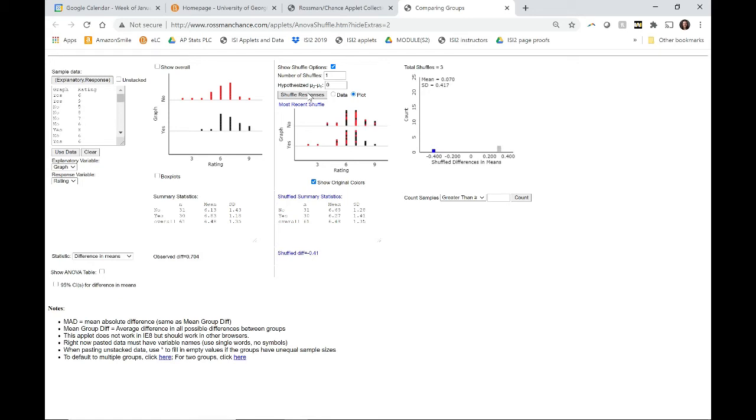Do it again. This time it was a negative number, so that just means that the no group was actually higher this time. So I got negative 0.41 and plotted it over here, and I want a whole bunch of those. So usually this doesn't take too long. Let's see how my computer does. I'm going to get up to 10,000 shuffles.